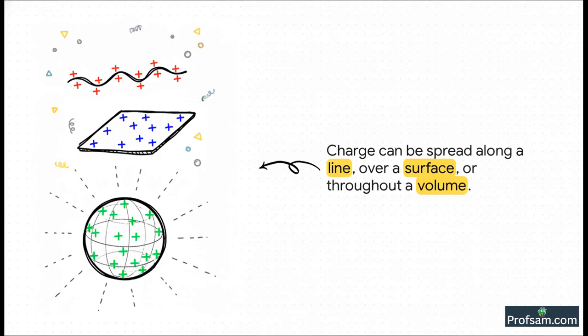It's really simple. If the charge is spread along a one-dimensional line, like on a thin wire, we call it a linear charge distribution. If it's spread over a 2-dimensional surface, like a sheet of metal, it's a surface charge distribution. And if it's spread throughout a 3-dimensional object, like a solid sphere, we call it a volume charge distribution. 1D, 2D, and 3D. That's it.